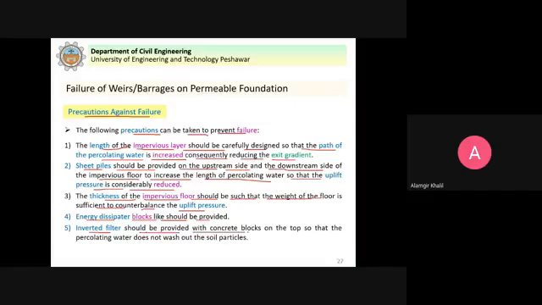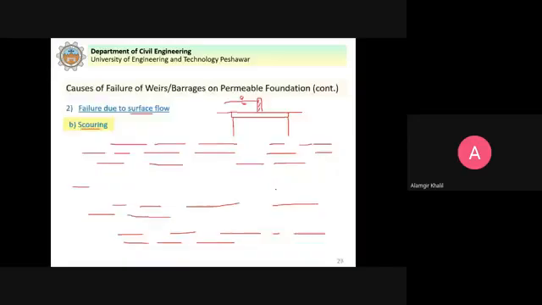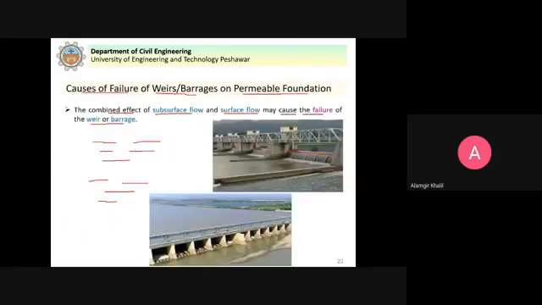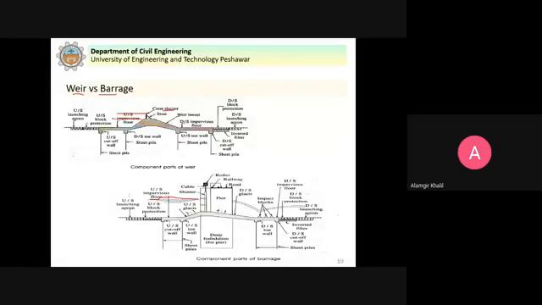An inverted filter should be provided with concrete blocks on the top so that the percolating water does not wash out the soil particles. And a deep foundation like well foundation should be provided for the barrage piers. You see this, I already showed you. If I go back to that figure, you see here a deep foundation that is provided for the piers. We have this inverted filter provided, and a launching apron against the scouring. These sheet piles, upstream, intermediate, and downstream sheet piles are provided. So now you can understand that these are protection works.